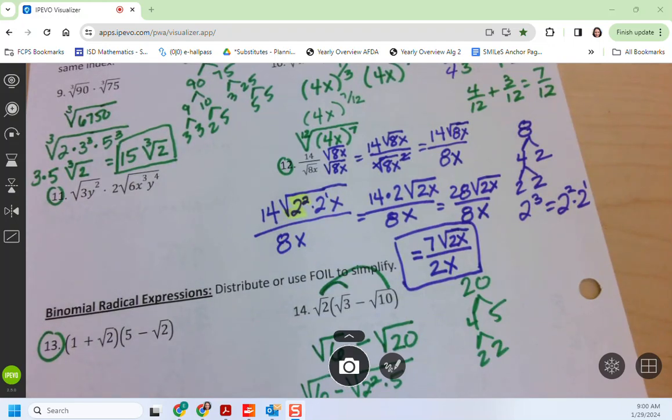Okay, in a minute I'm going to go back and we're going to work on 8 on the front, and then we'll do 11 and 13, and then we'll do our exit ticket.